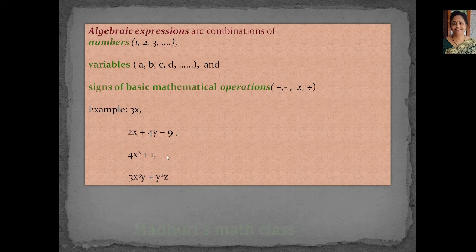Multiplication, addition and subtraction are mathematical operations. Next one, 4x raised to 2 plus 1. Here numbers are 4 and 1, variable only x, and here the power of the variable is 2. Mathematical operations are multiplication and addition. Next, negative 3 x raised to 3y plus y raised to 2z. Here the numbers are negative 3 and 1. Variables are x, y and z. Mathematical operations are multiplication and addition.